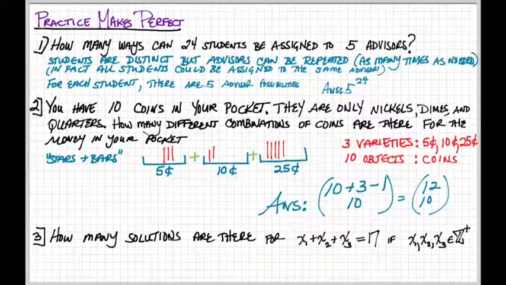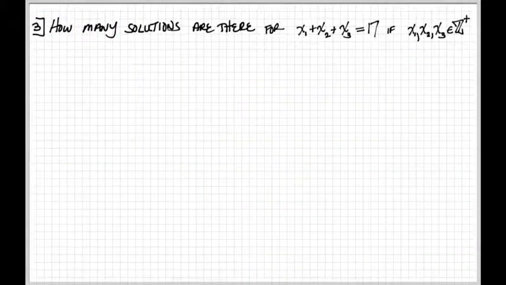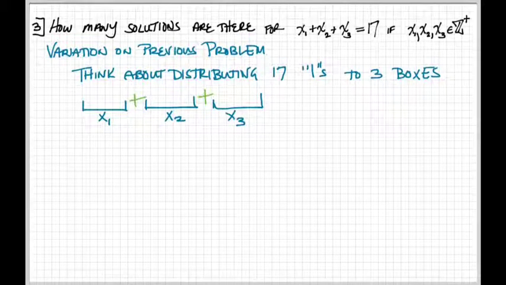And finally, how many solutions are there for x1 plus x2 plus x3 equals 17 if x1, x2, and x3 all have to be positive? I'm going to do this on the next page. This is actually very similar to the previous problem.